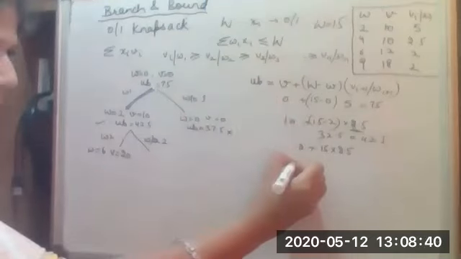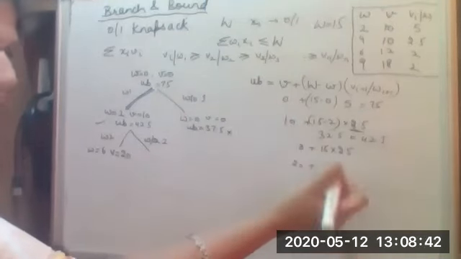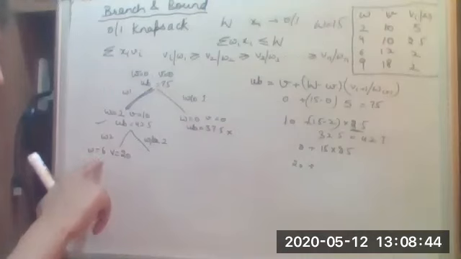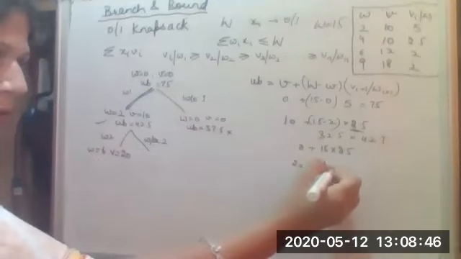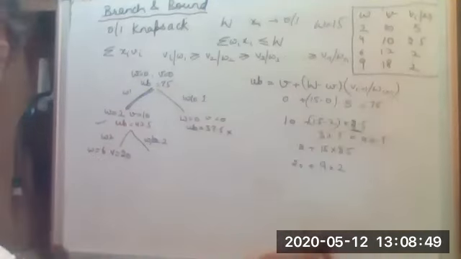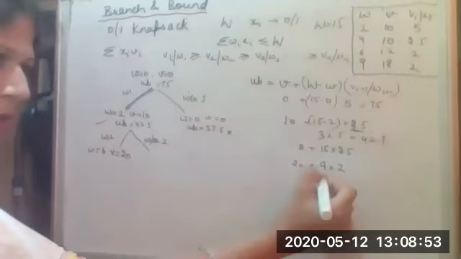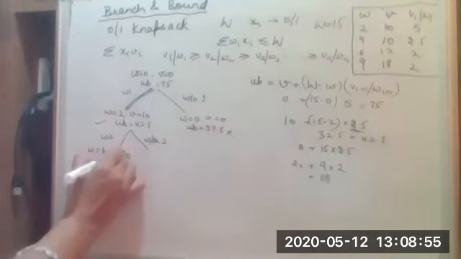Now we need to find out what will happen with the remaining weight. Yes, so 15 minus 6 is 9 and we are going to include the next element completely, which has a per unit weight profit of 2. So this will become 38. So right now the upper bound will become 38.